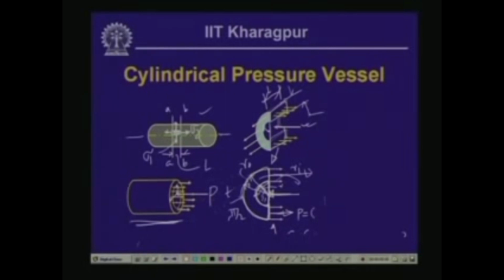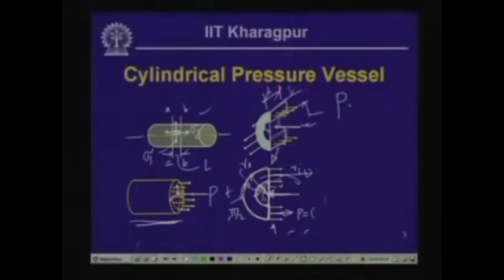Now, the force exerted by the content inside the pressure vessel is equal to the area, pi r internal squared, multiplied by the intensity of the pressure. So capital P we can write as pressure P multiplied by pi r internal squared.